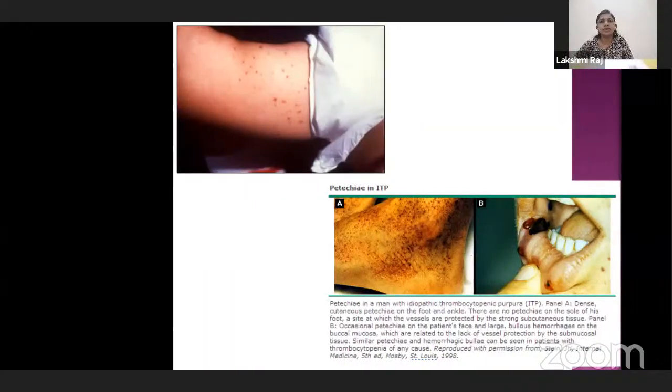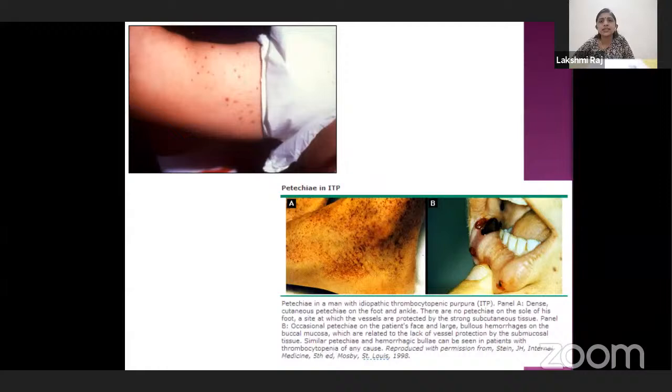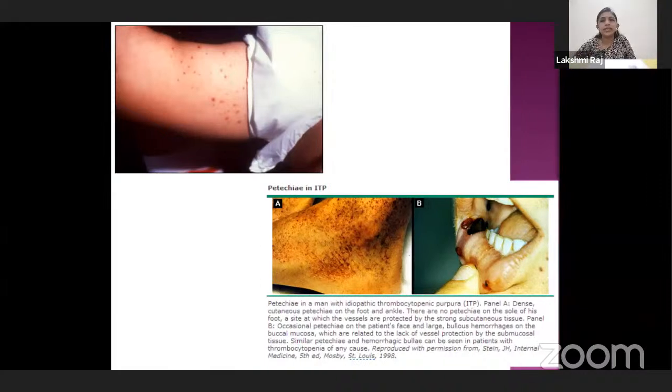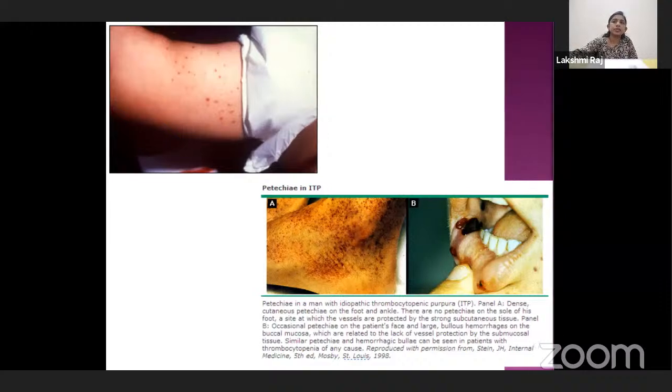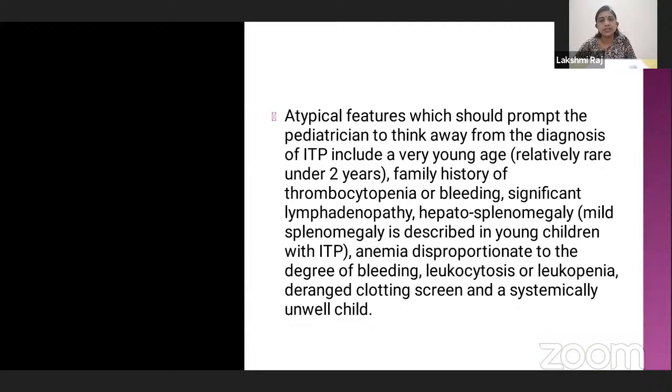So these are examples of the different types of bleeds. You can see there are skin bleeds, petechiae and purpura, and in the lower right picture, you can see there is bleeding from the mucosal surfaces, from the oral mucosa. So this is how the child will be presenting to you.